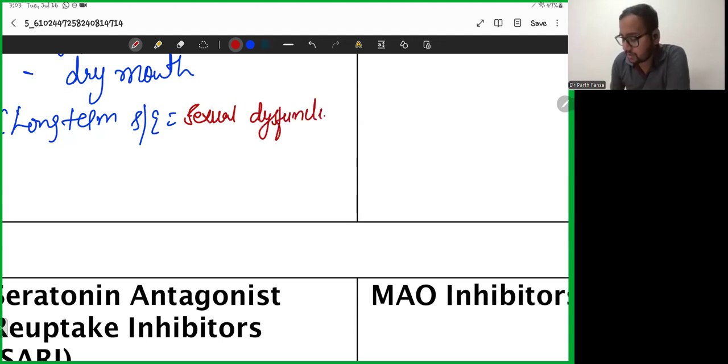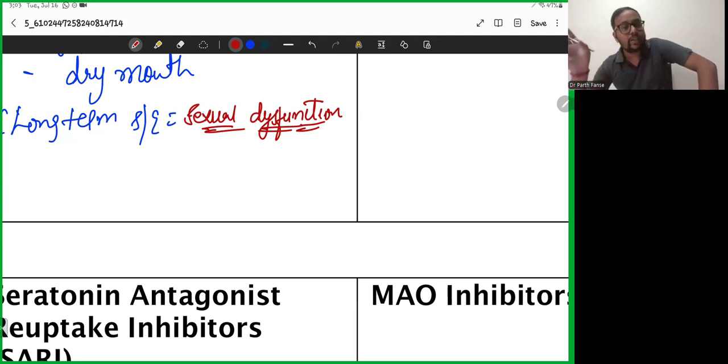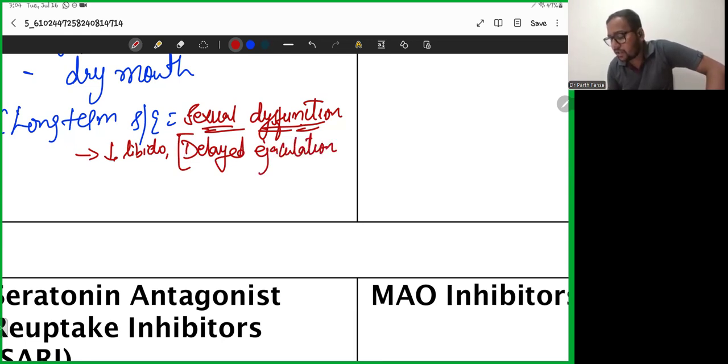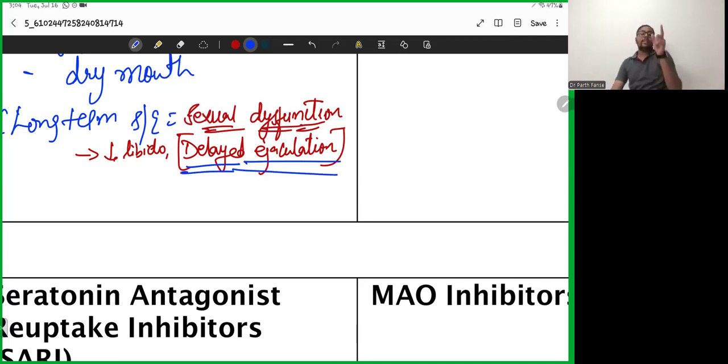Why do we use these drugs? For one reason, we'll talk about it in a later half. But the most common side effect is sexual dysfunction. What type of sexual dysfunction can you see? Decreased libido, and most important is delayed ejaculation. Means if a person is suffering from premature ejaculation, you can use SSRI. That means we use its side effect. If a person is suffering from delayed ejaculation, then we are giving SSRI. Okay, am I done with this thing?